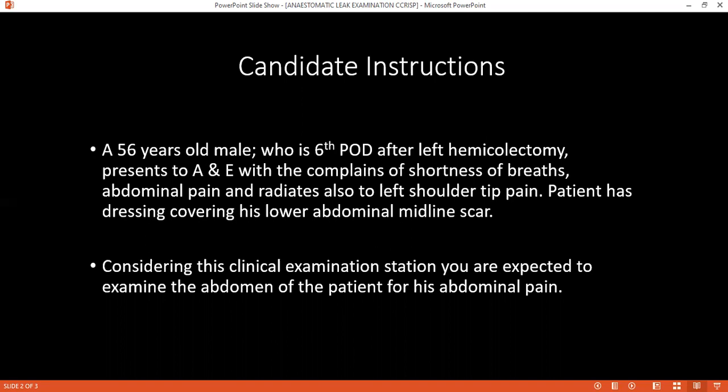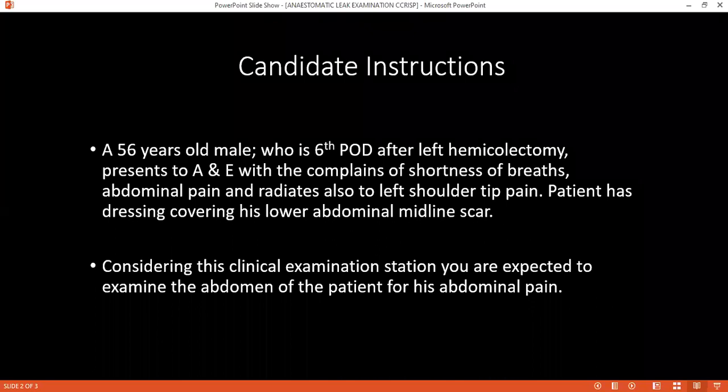So, what are your differential diagnoses? Regarding the patient's history and examination, my provisional diagnosis will be anastomotic leakage. Abdominal pain due to anastomotic leakage, but I would also like to consider a subphrenic collection, any kind of subphrenic collection that is causing his pain.